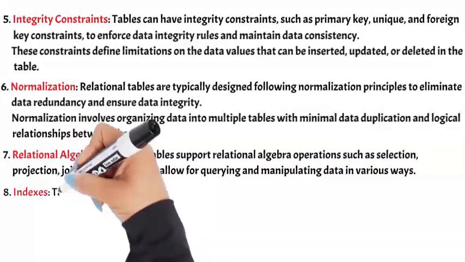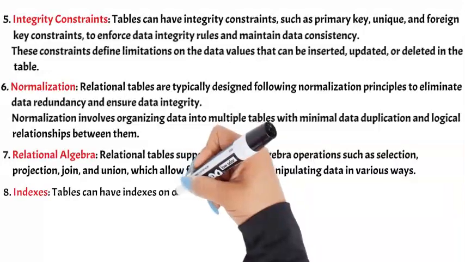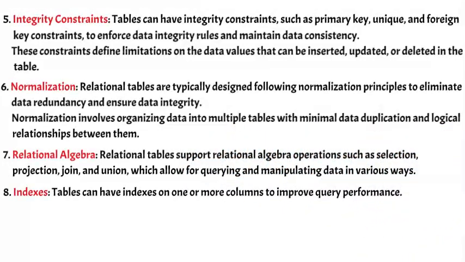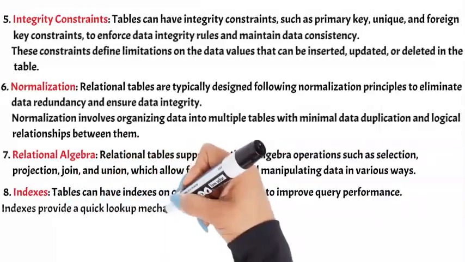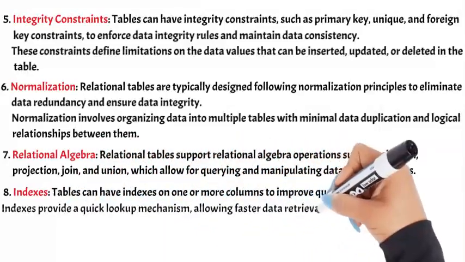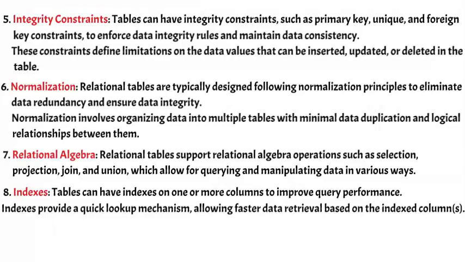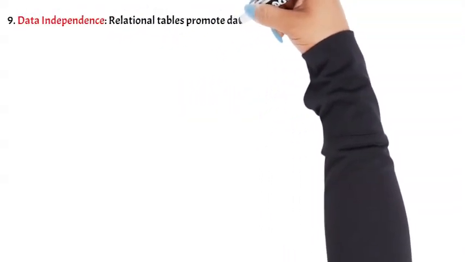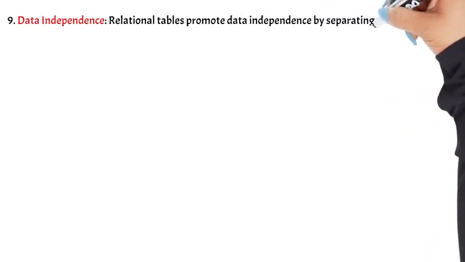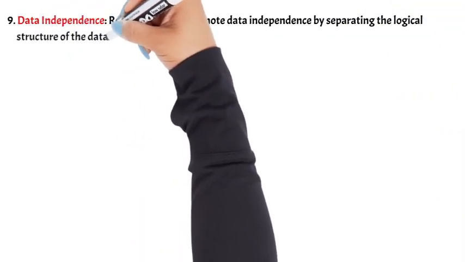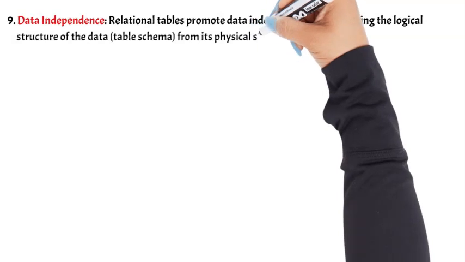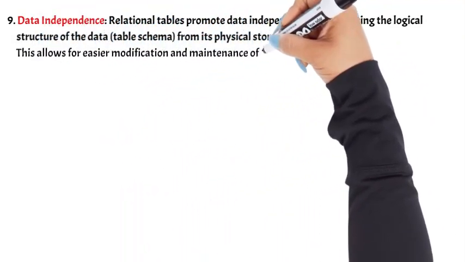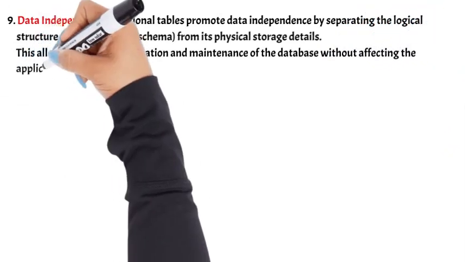8. Indexes. Tables can have indexes on one or more columns to improve query performance. Indexes provide a quick lookup mechanism, allowing faster data retrieval based on the indexed columns. 9. Data independence. Relational tables promote data independence by separating the logical structure of the data, the table schema, from its physical storage details. This allows for easier modification and maintenance of the database without affecting the applications that use the data.